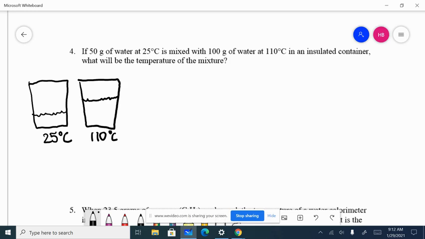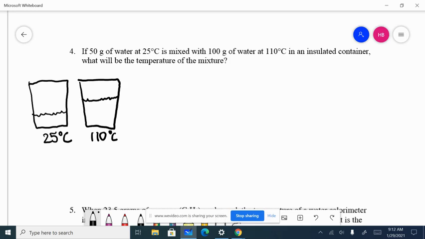You could look at the multiple choice. One might tell you something less than 25. One might tell you something right in the middle of 25 and 110, which is 67.5. Neither of those are reasonable. And then one might tell you 110, one might tell you greater than 110. We know that it's going to be somewhere between 67.5 and 110 degrees Celsius.